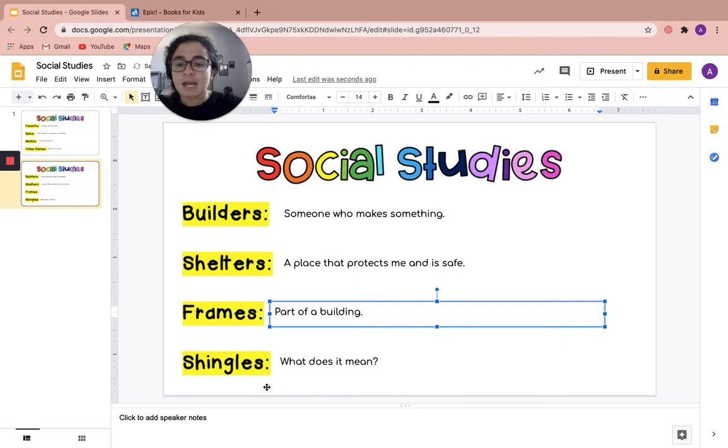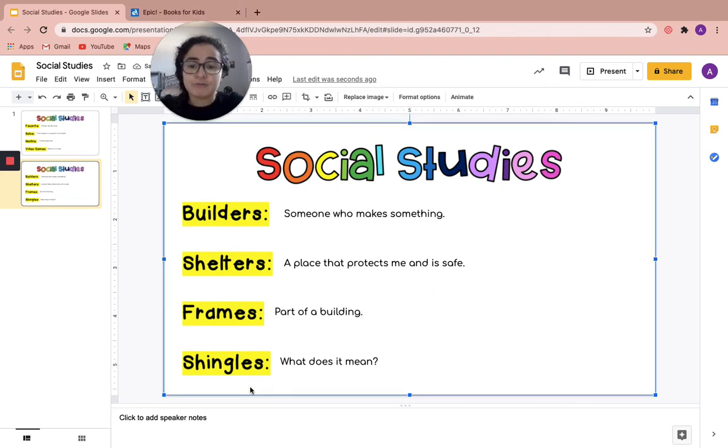Okay, now let's move on to our fourth vocabulary word. Let's spell it together. S-H-I-N-G-L-E-S. Do you know what this word says? This word says shingles. Have you ever heard of that word before?